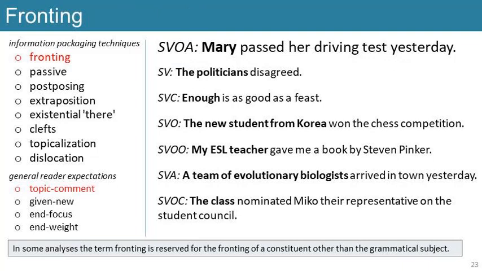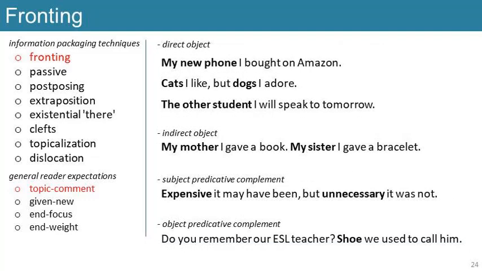We'll start with the most common information packaging technique, namely fronting. The primary purpose of fronting is to set the topic of the sentence. In most cases, the topic of the sentence will be the grammatical subject. For example, Mary passed her driving test yesterday. So in each of the 7 canonical structures, the subject is the fronted element, and the rest of the sentence in each case is the comment. But direct and indirect objects and complements can also be fronted, as in the examples on this slide.